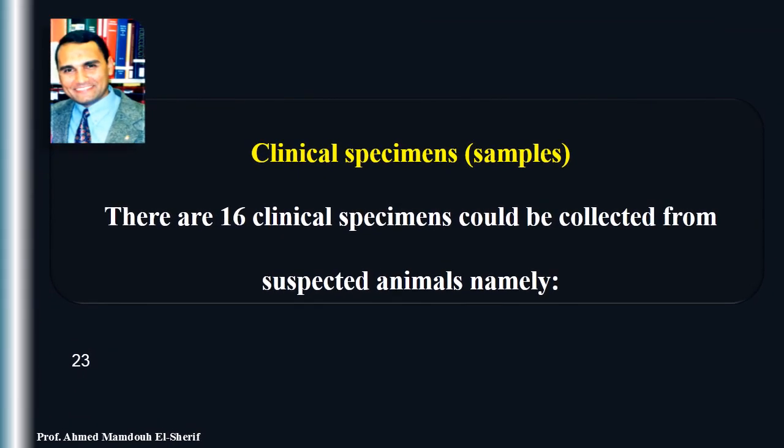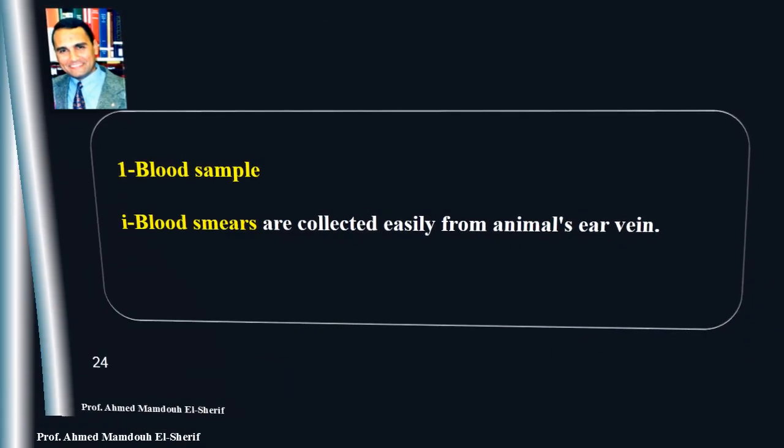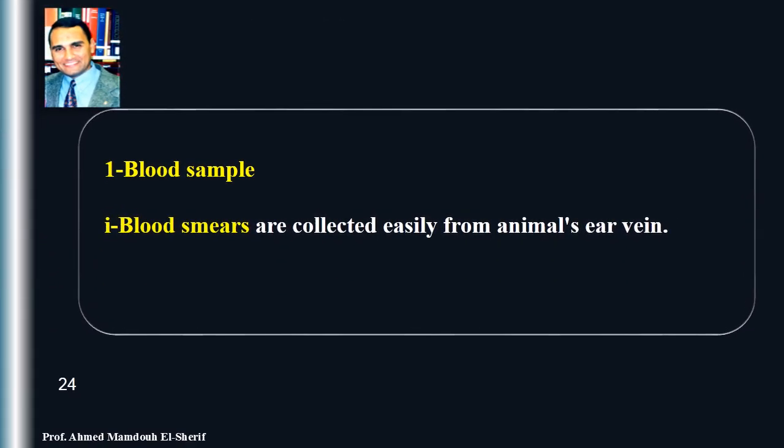Different clinical specimens or samples. There are 16 clinical specimens that could be collected from suspected animals, namely: Number 1. Blood sample. Blood smears are collected easily from animals' ear vein.